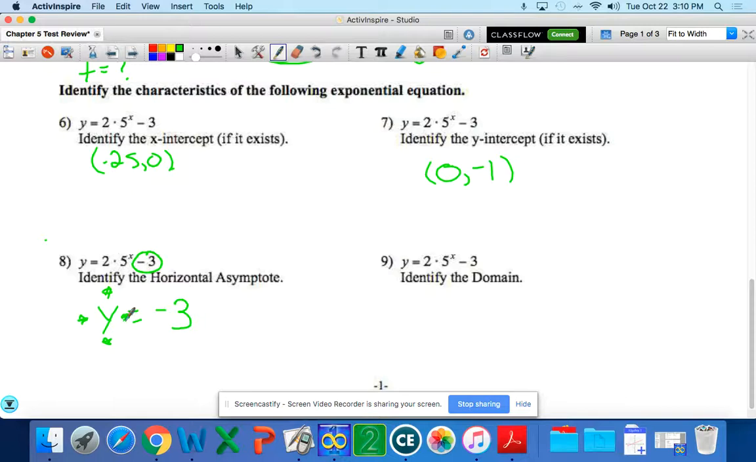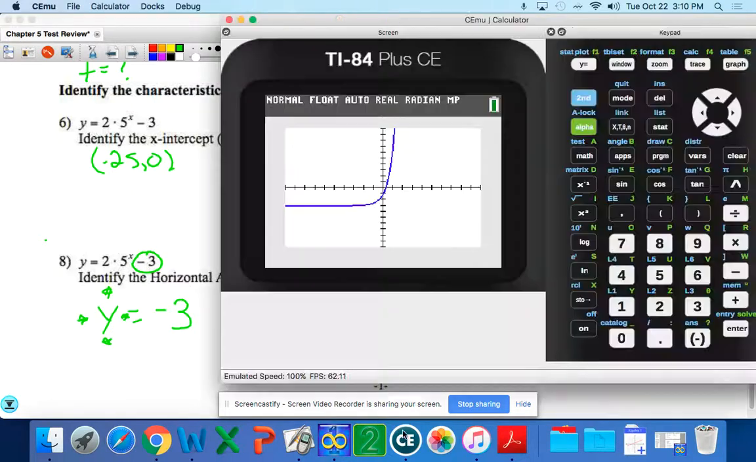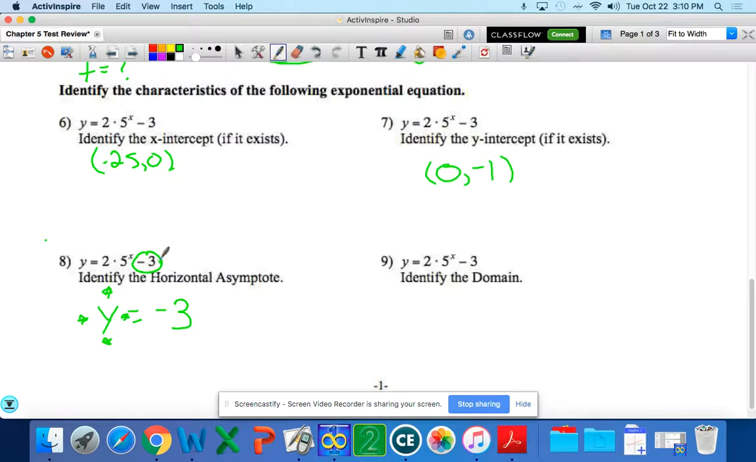Okay? Next, identify the domain. Domain means all possible x values. Well, this is going to go left forever, and it's going to the right forever, which means it's going to have all of the values from -infinity to +infinity. That is all the possible x values. All right.